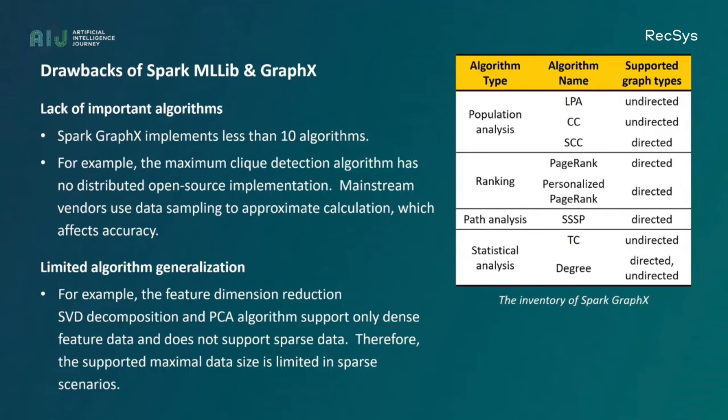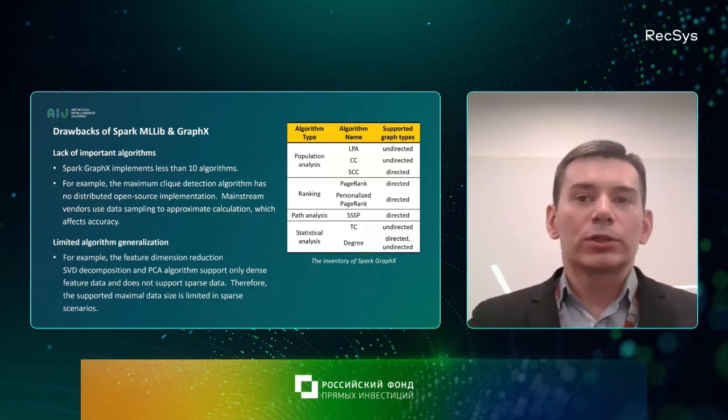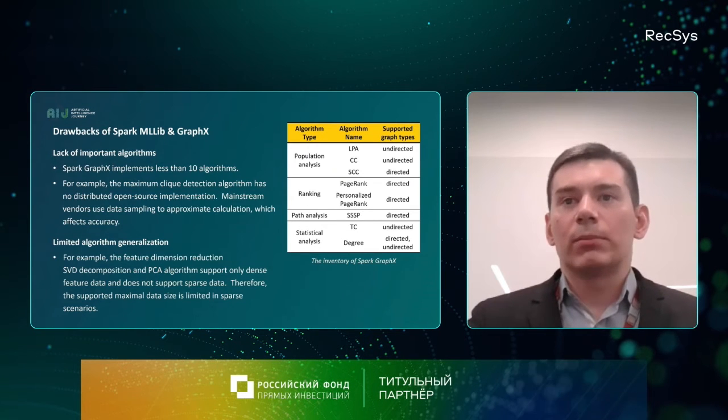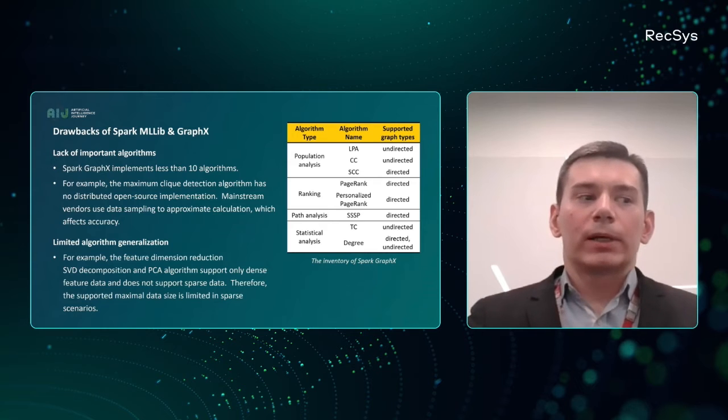This has to do with graph analytics. GraphX only has fewer than 10 algorithms, and many important algorithms are simply missing. We did a POC solution with one of our customers who needed to detect communities, and we needed a maximum clique algorithm. However, there was no such algorithm, and we had to develop it independently.